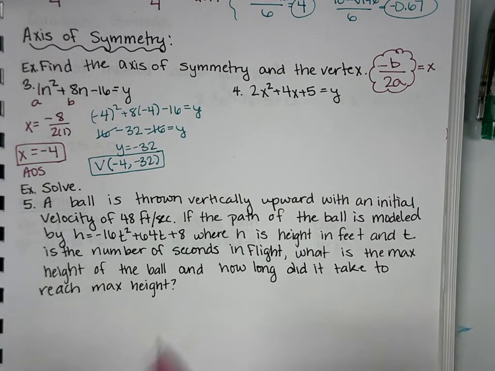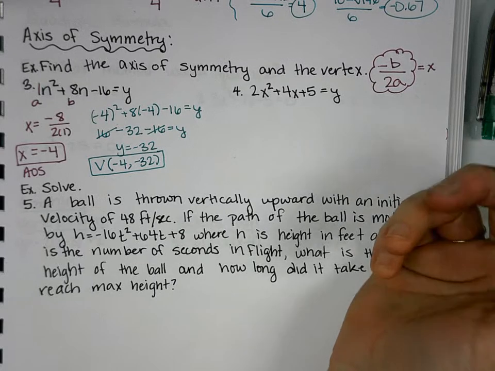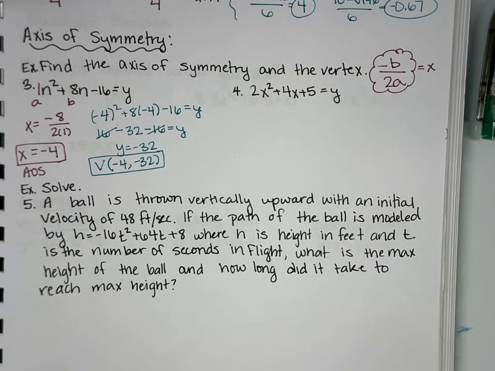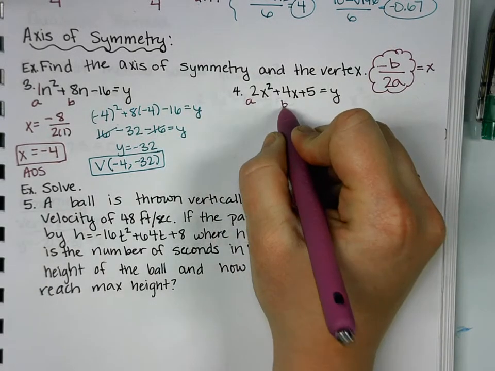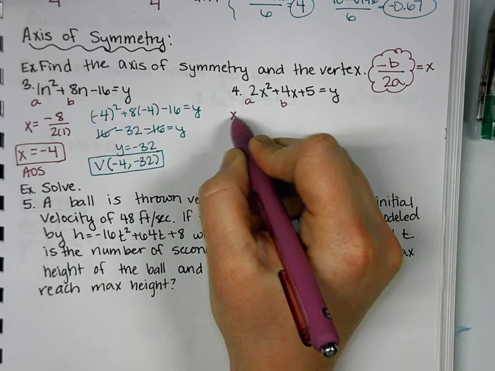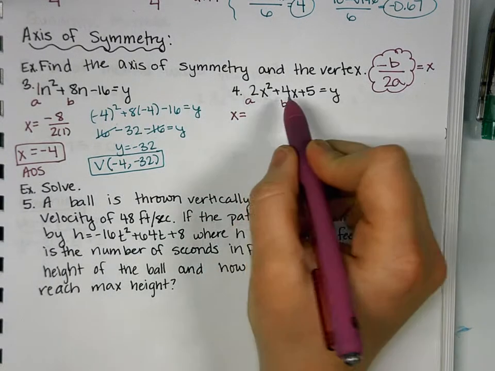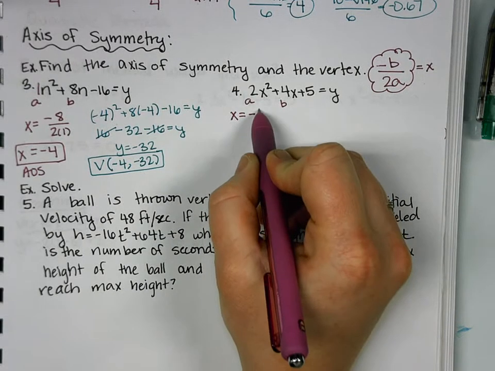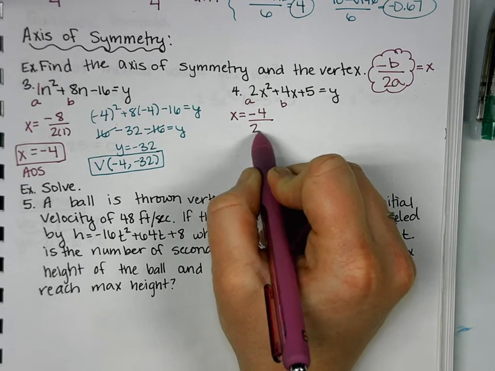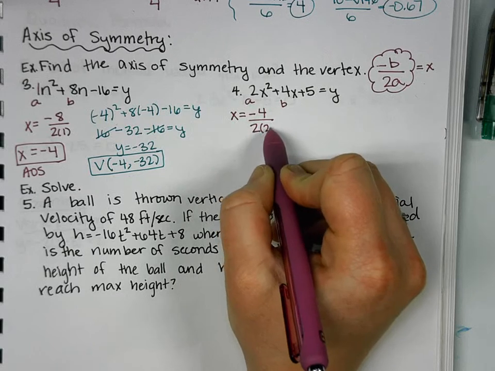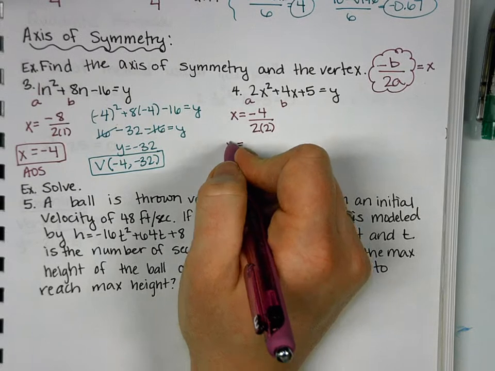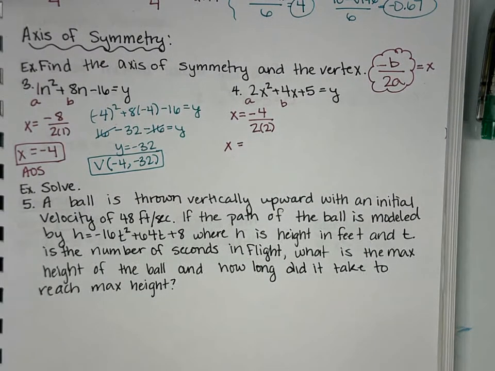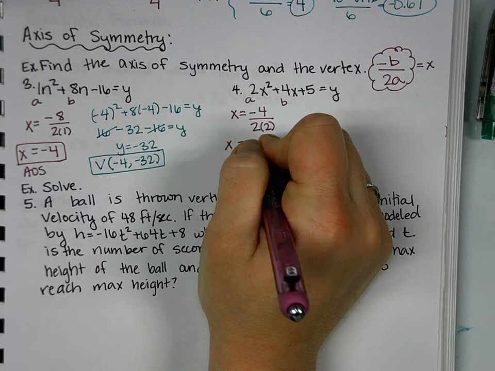Okay, let's try number 4, same thing. So what is your A and what is your B? 2 is our A, 4 is our B. So for the axis of symmetry, negative B, so negative 4 over 2 times A, which in this case is 2. So what is negative 4 divided by 2 times 2? Negative 1. There's your axis of symmetry.